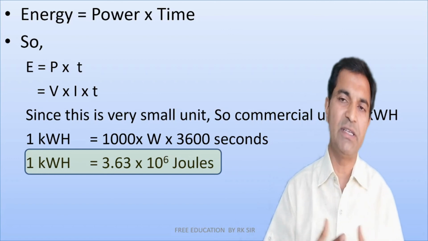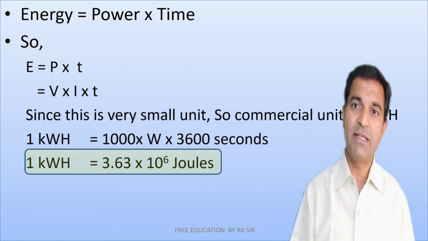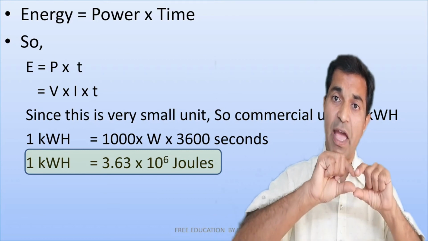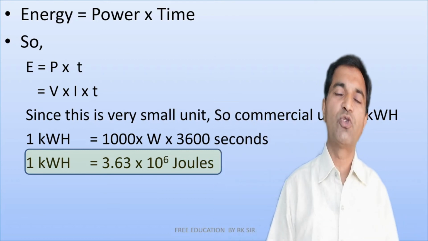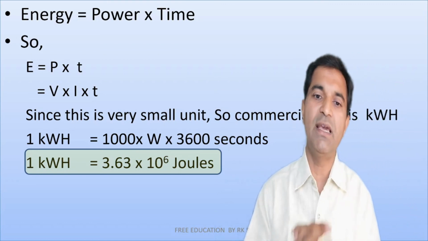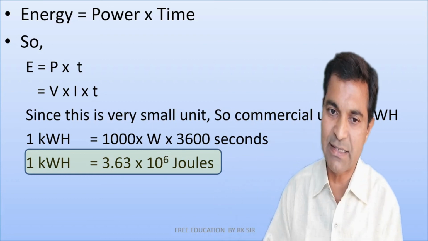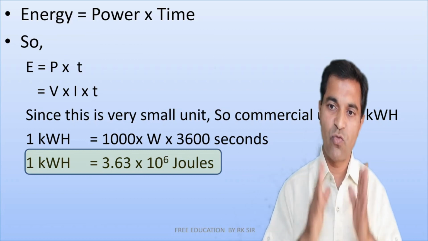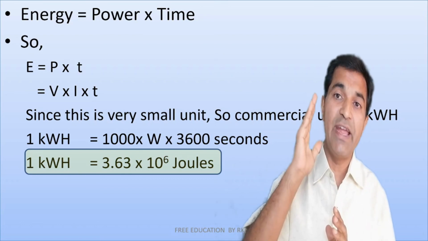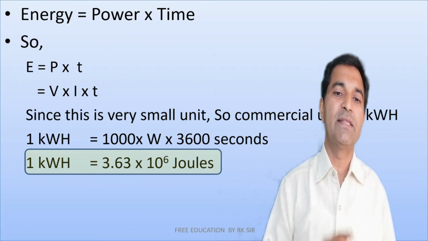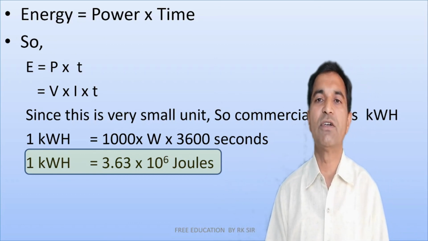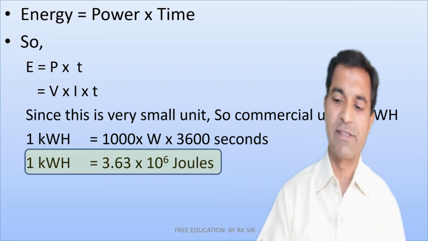So we generally commercially use kWh, that is kilowatt hour, means it is multiplied by 1000 and then it is expressed in an hour. So 3600 seconds will be there. So in 1 kilowatt hour of energy, we may say 1000 watt into 3600 seconds. So 1 kWh or 1 unit of electrical energy will have 3.63 into 10 raised to 6 joule, means 3,630,000. And we may scientifically write it as 1 kilowatt hour is equal to 3.63 into 10 raised to 6 joules.